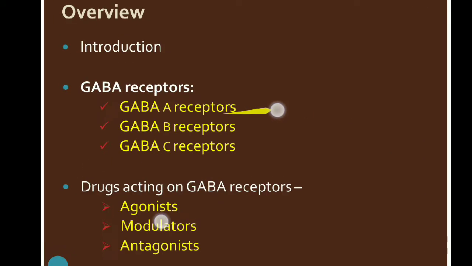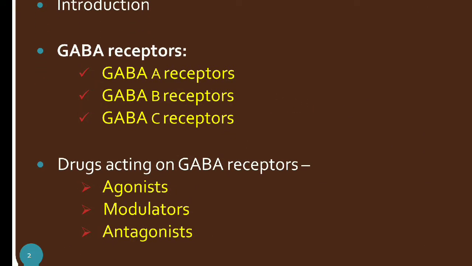Let's get started. I will cover some important topics like the introduction of GABA and GABA receptors: GABA A, GABA B, C, and drugs acting on GABA receptors: agonists, modulators, antagonists.